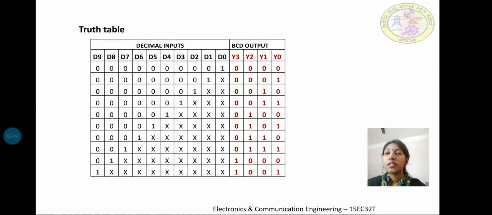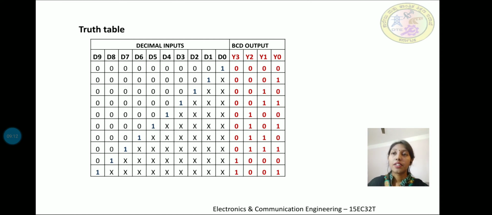The 10 decimal digits are represented as D0, D1, D2, D3, D4, D5, D6, D7, D8 and D9, and the BCD output is represented as Y0, Y1, Y2 and Y3. So in the first condition, D0 is the only bit active and all the other inputs are inactive. As D0 is the only bit active, the output obtained is 0000.